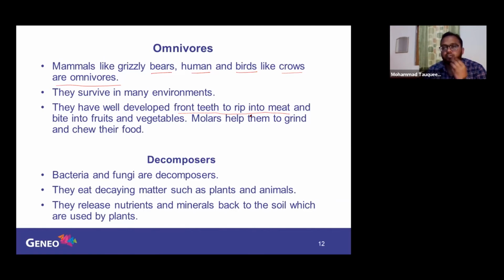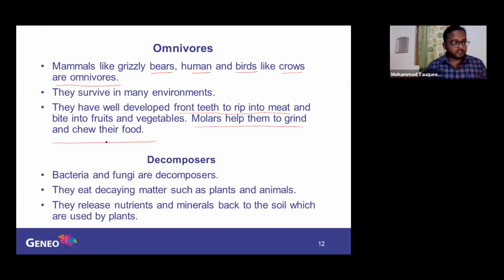See, this is used to cut, like we used to cut biscuit. So this is used to rip into meat and bite into fruits, and we used to bite. If we eat apple, we used to bite. For biting, we use these front teeth. And molars help them to grind and chew their food. So this is all about omnivores.